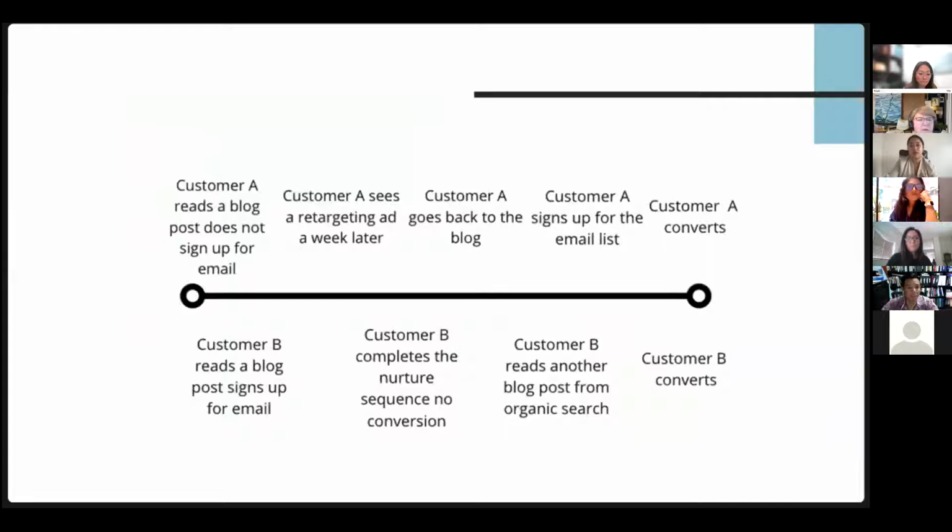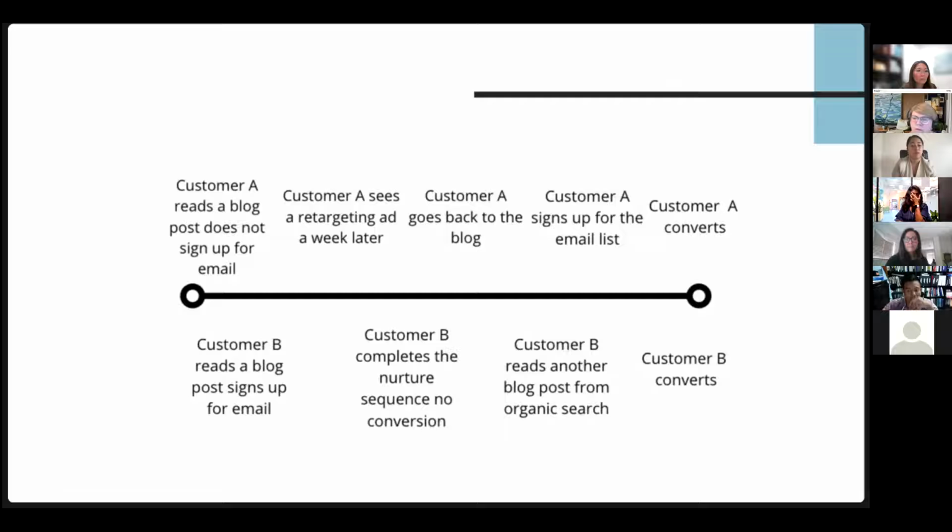Now, within your target audience, you may have multiple different customer personas that are made up in that, and that's completely fine. And with that, you are going to use that to measure how each customer takes their journey through your digital sales funnel. So here is just a really basic overview of what it would look like between customer A and customer B. So as you can see, customer A reads a blog post, but doesn't sign up for the email from there. So then they continue down the funnel. They see a retargeting ad a week later, then they go back to the blog, then they sign up for your email list, and then they convert.